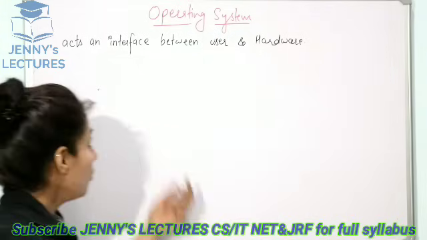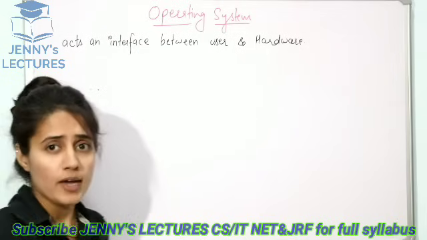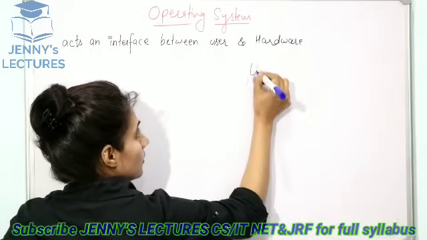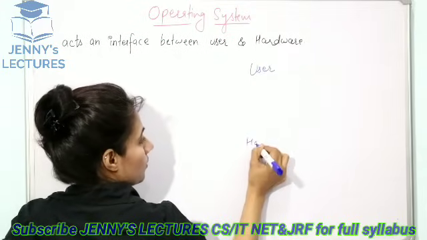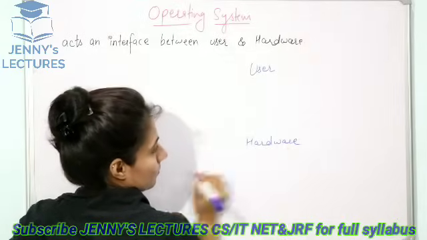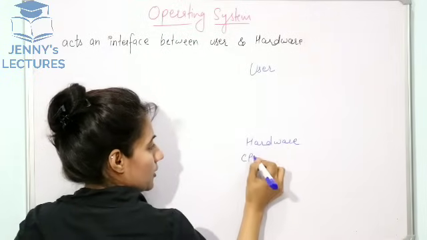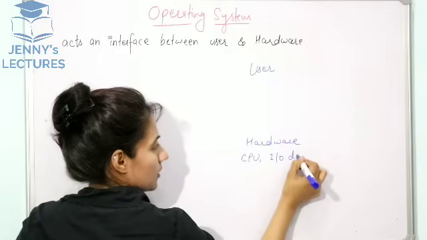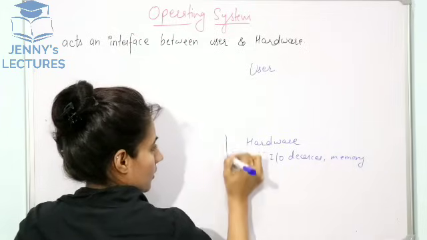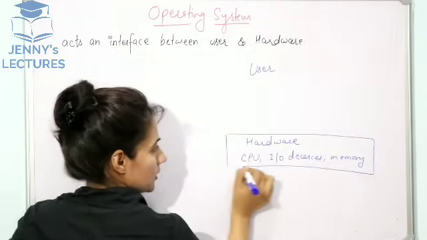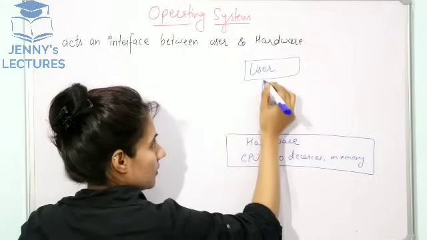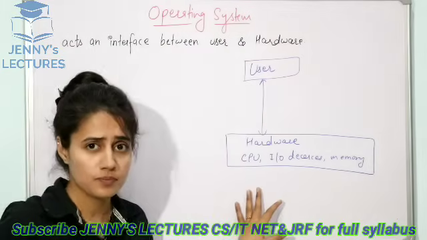Now what does this term interface mean? Why do we need operating system between user and hardware? Here we have user, here we have computer hardware, and in computer hardware you can say CPU, IO devices and memory. Now can't the user access this computer hardware directly, without operating system?